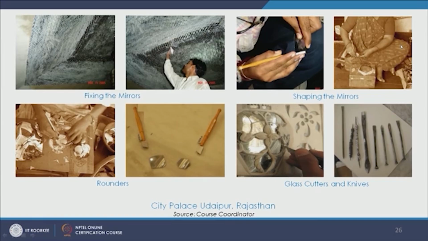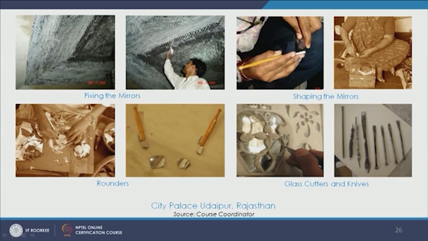Then some details again related to the mirror work. So the fixing of mirrors happens like this, we can see in the pictures. Mirrors have to be first shaped, and for shaping the mirrors we have tools like rounders. We can see over here the work being done in a workshop. So these are the convex surfaces and these shapes have been cut from the larger sections or sheets with the help of these rounders.